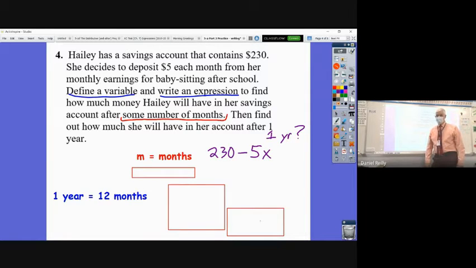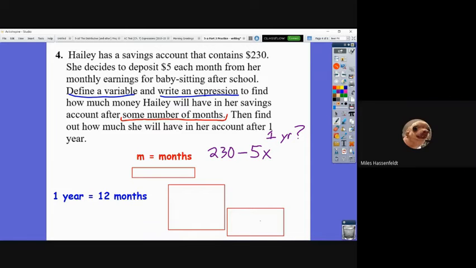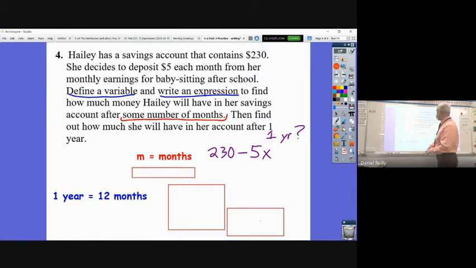Jess is whispering the answers here in the classroom. She's correct. Miles, is the amount of money she has in her account going up or going down? Down. Okay, so you think that depositing $5 means taking $5 out of the account every month? That's not what deposit means. Withdrawal would mean take money out every month. Deposit means to add money in every month.